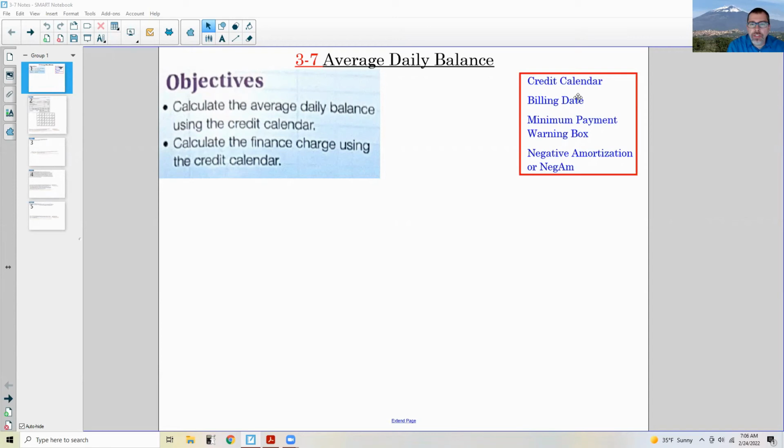By definition here we have credit calendar. That's a definition word. I'll explain that in example 1. We have a billing date, which will also be explained in example 1. It's the date the bill comes out, and minimum payment warning box. And we also have a negative amortization, or neg-am. Those are just a few words this chapter section, and let's dive in.